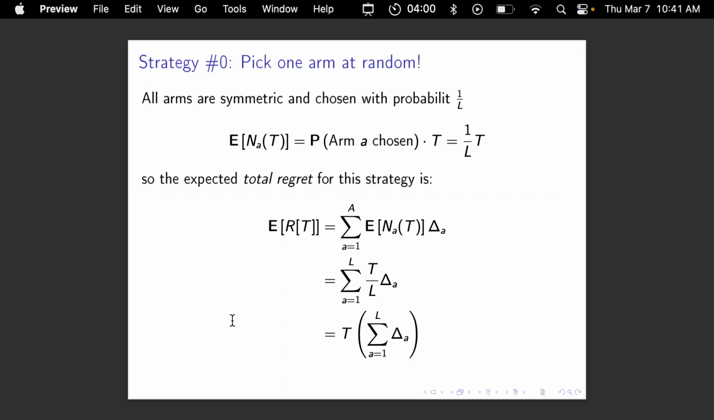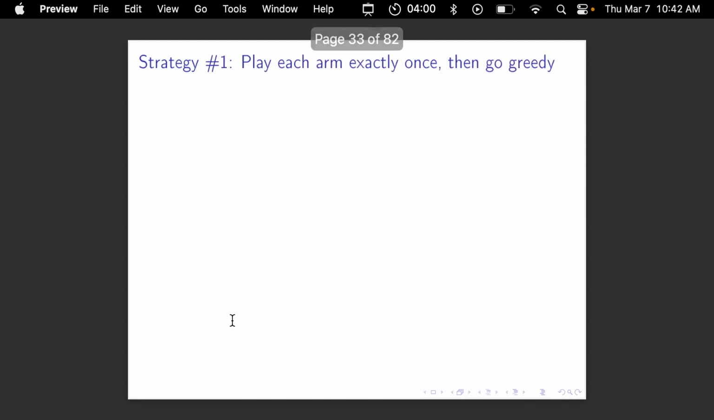The number of times you pick an arm is, on average, T over L. So the total regret is T times this thing. There's a 1 over L missing in the slide, so good thing we did it on the blackboard. I had you guys do it. Okay. That's a very nice strategy, linear in time.